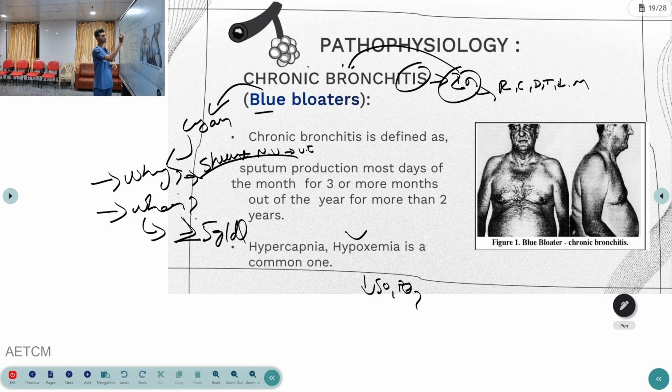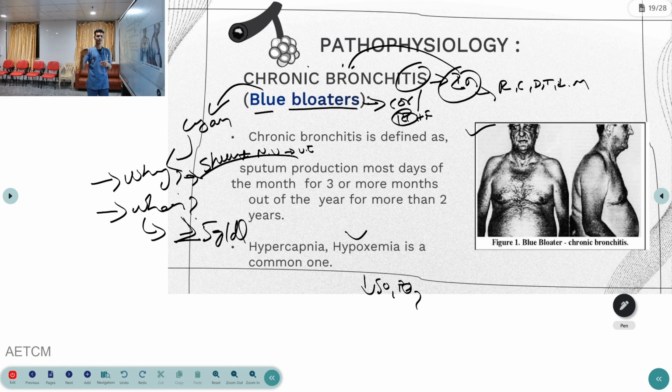The next term is bloaters. Bloater indicates the body build of the person. Body build means here you can see the bloaters. They will look overweight. Otherwise, they will have edema over the limbs, over the feet and ankles. They will be edematous. What is the reason for this? It's because of cor pulmonale, or right heart failure.